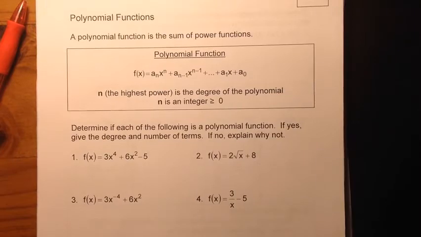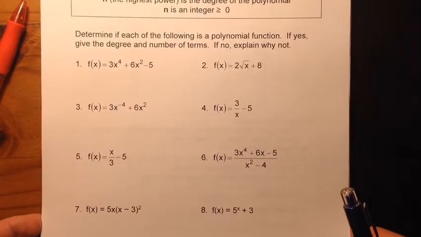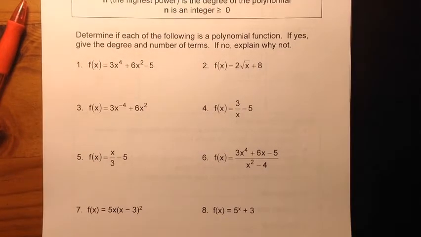So down below here, our first problems: determine if each of the following is a polynomial function. If yes, give the degree and number of terms. If no, explain why not. So number 1, f of x equals 3x to the fourth plus 6x squared minus 5. In fact, why don't you pause the video here, see if you can figure these out, and then come back and check your answers, okay?